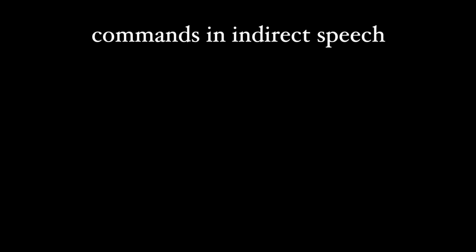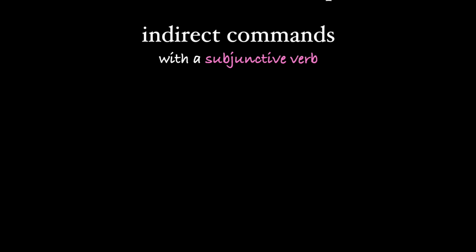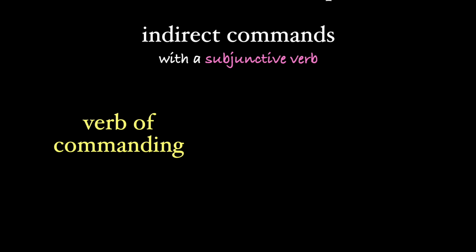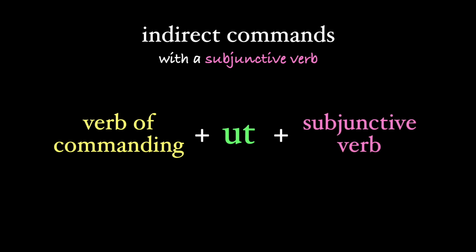In this rule, we're going to look at commands relayed indirectly, both with the standard indirect command construction and then commands when used in an extended indirect speech. This will be a bit simpler, since in all circumstances, we will use the subjunctive. An indirect command is sometimes called a substantive clause of purpose or a jussive noun clause. Despite its name, we have in the main clause a verb of commanding or something similar, like warning, asking, persuading, followed by an ut clause with a verb in the subjunctive.